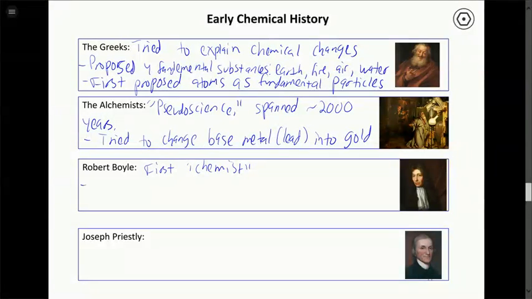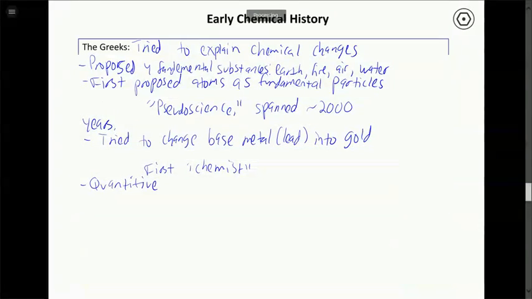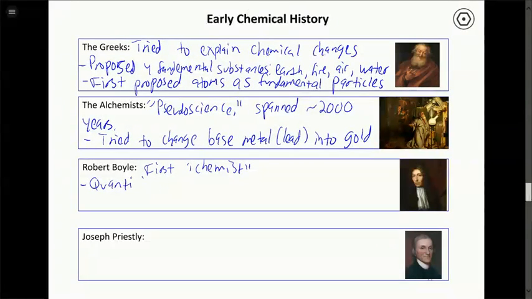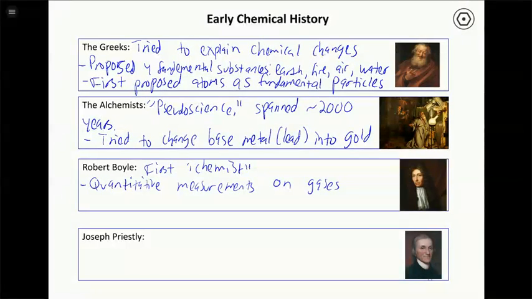And his big contribution, which we'll learn a lot more about later on, is quantitative measurements. I didn't spell that word right. It'll erase eventually. Come on. Quantitative, there we go, measurements on gases. So we will learn about Boyle's law later on. That's his big contribution. And so he was really the first person to make these types of quantitative observations about chemical systems, something that the Greeks and the alchemists never really did.